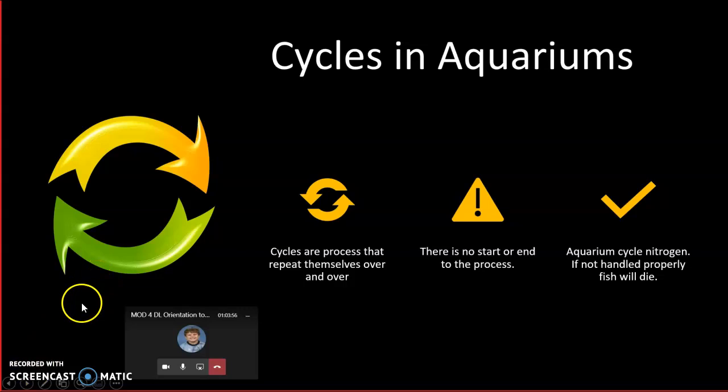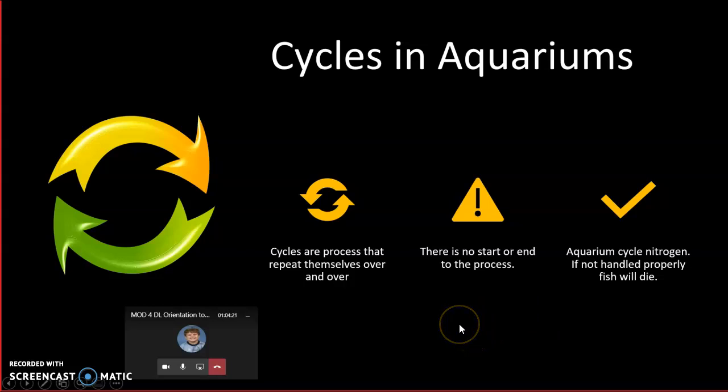So there are cycles that occur in aquariums. Today we're going to be talking about the nitrogen cycle. Cycles repeat themselves over and over again. There is no real start or end to the process. It just keeps going around and around. If not done properly, the nitrogen cycle could lead to death of your fish in your tank.